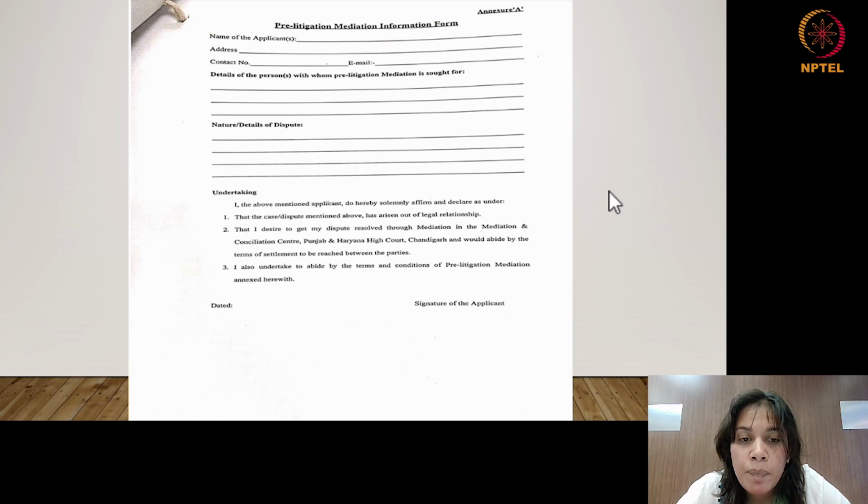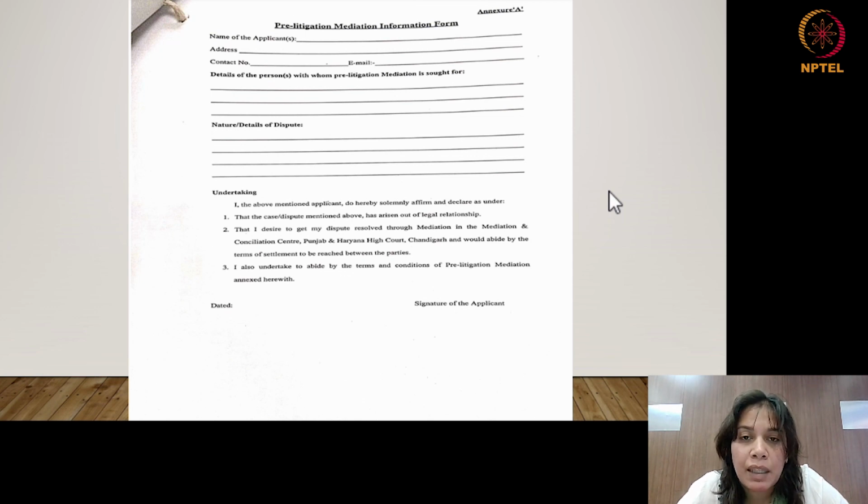It says, I, the above mentioned applicant, do hereby solemnly affirm and declare as under. First, that the case or dispute mentioned above has arisen out of legal relationship. Second, I desire to get my dispute resolved through mediation in the Mediation and Conciliation Center, Punjab and Haryana High Court, Chandigarh, and would abide by the terms of the settlement to be reached between the parties.